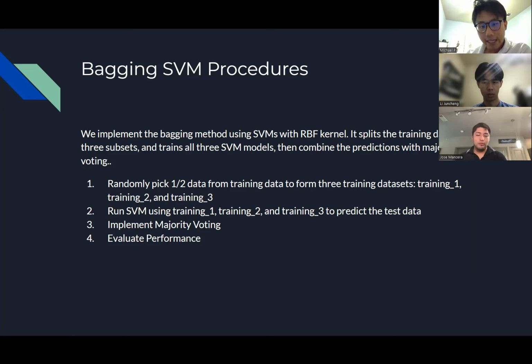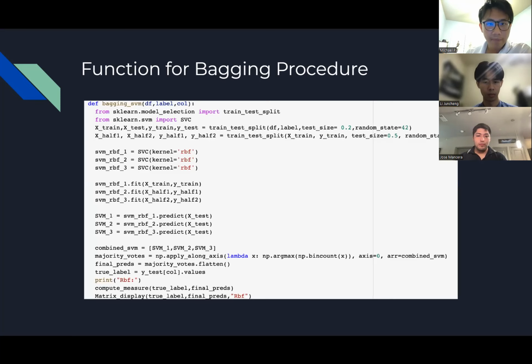And last but not least, of course, we're going to do the majority voting. This is one of the important things about the bagging method. We get all the results, and then we use majority voting to get the final result. And of course, we evaluate the performance.